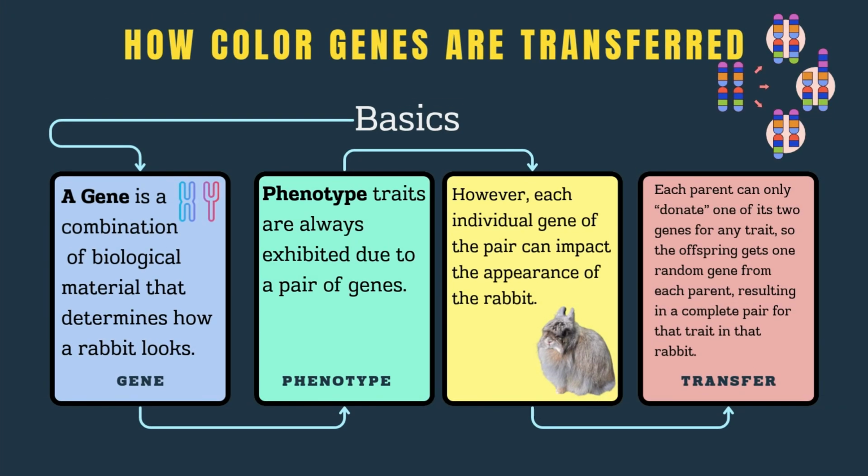A gene is a combination of biological material that determines how a rabbit looks. Phenotype traits are always exhibited due to a pair of genes. However, each individual gene of the pair can impact the appearance of the rabbit. Each parent can only donate one of its two genes for any trait, so the offspring gets one random gene from each parent, resulting in a complete pair for that trait in that rabbit.